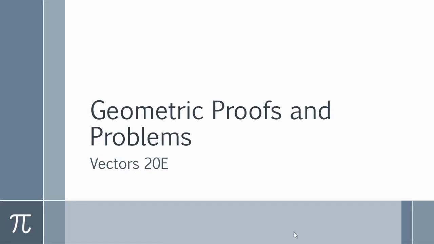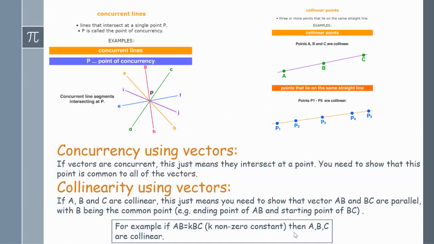Geometric proofs and problems, and this is chapter 20E of the textbook. There are two specific types of problems we're going to cover. Often in year 11 and 12, you're asked to prove that vectors are concurrent. If vectors are concurrent, that just means they meet or intersect at a single point, say P in the diagram there. You need to show that this point is common to all of the vectors.